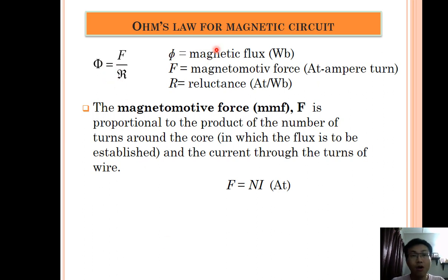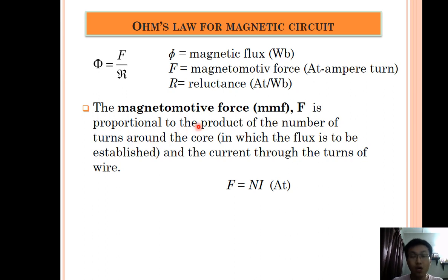So Ohm's law for magnetic circuit is actually V equals IR, or F equals phi R, or rewritten, phi equals F divided by R. Phi is the magnetic flux in Weber, F is the magnetomotive force in ampere turns, R is the reluctance in ampere turns per Weber. The unit is very important, please remember.